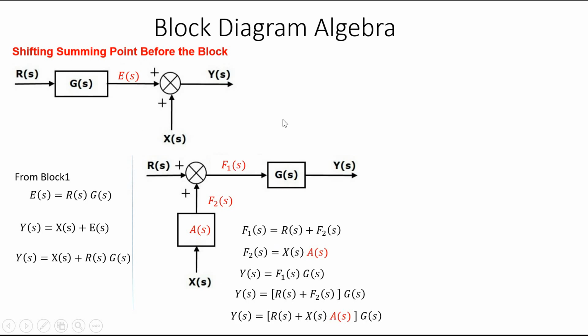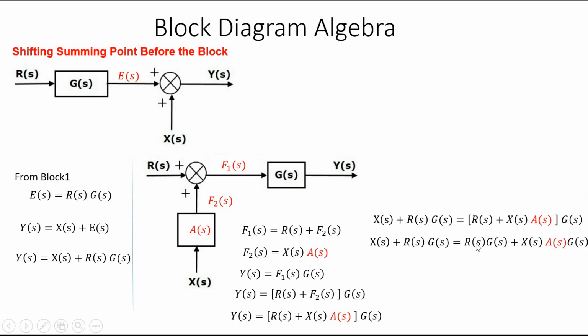So we can equate these two because the output should be the same. So x of s plus r of s into g of s here, and this term here. Now we can multiply, so it becomes r of s g of s, and here x of s a of s into g of s. So what we can do is cancel these two common terms, r of s g of s and r of s g of s. So it becomes x of s equal to x of s a of s g of s.